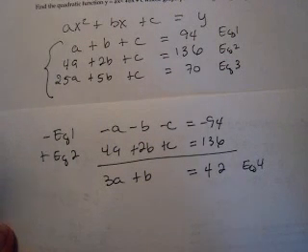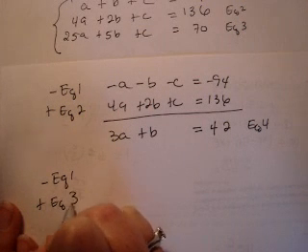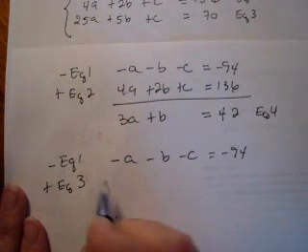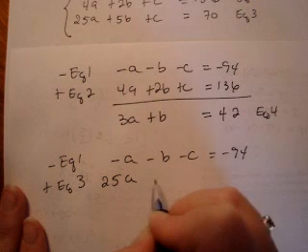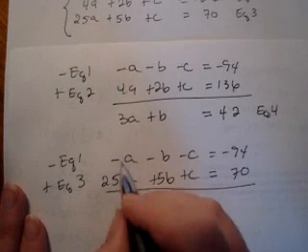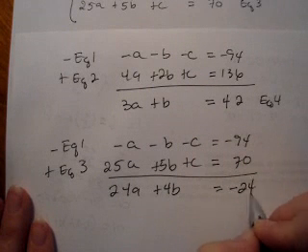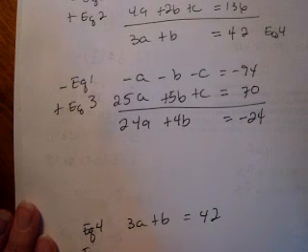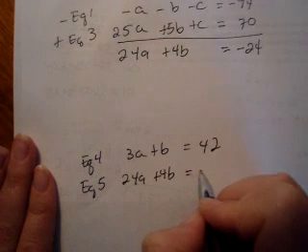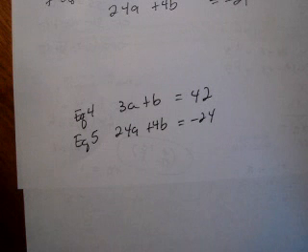Okay, now I'm going to do basically the same thing. I'm going to take negative equation 1 and add it to equation 3. So that would be negative a minus b minus c equals negative 94. And equation 3 was 25a plus 5b plus c equals 70. Now when I add down, I get 24a plus 4b equals negative 24. So let's write that down here and call it equation 5. 24a plus 4b equals negative 24. Okay, so now I've condensed it down to 2 equations with only 2 unknowns.